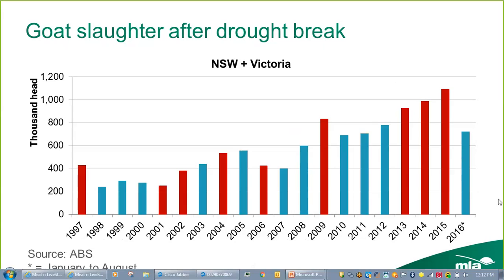And even thinking about 2017, again, because of that string of dry years, and on the back of what's going to be a pretty wet year next year, we aren't expecting the number of goats processed between the two regions to be above 1 million head. That's in New South Wales and Victoria. If you go to the next slide, please, Julie.